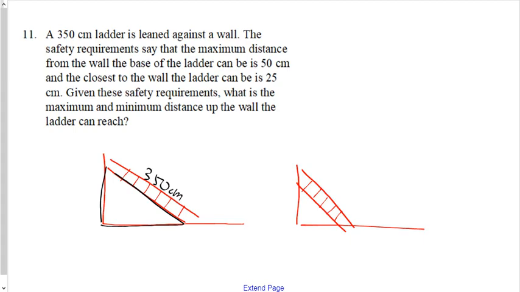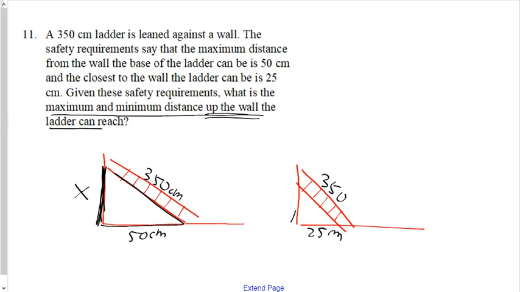So the farthest away it can be is 50 centimeters, and the closest it can be is 25 centimeters. Now in both cases, I want to know how high up the wall, the maximum distance up the wall. So up the wall means this distance here. I don't know it. And just for fun, I'm going to call this one y because it makes sense now.